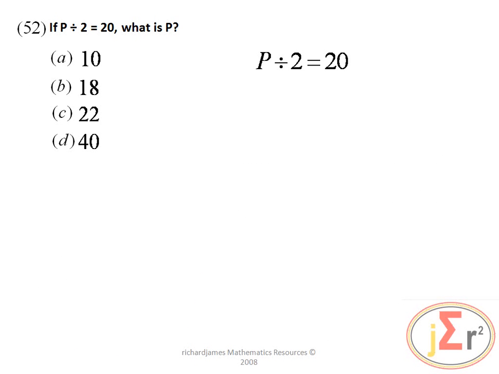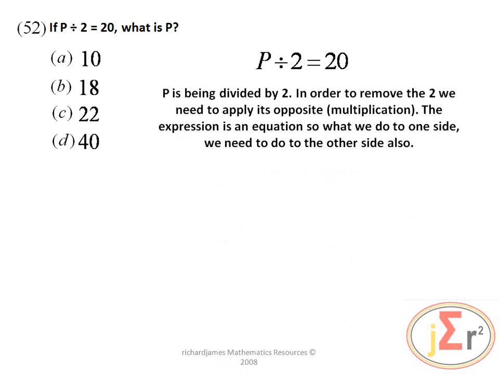If P divided by 2 is equal to 20, what is P? P is being divided by 2. In order to remove the 2 or to eliminate it from the left hand side, we need to apply its opposite, and the opposite of division is multiplication. The expression is an equation, so what we do to one side, we need to do to the other side.